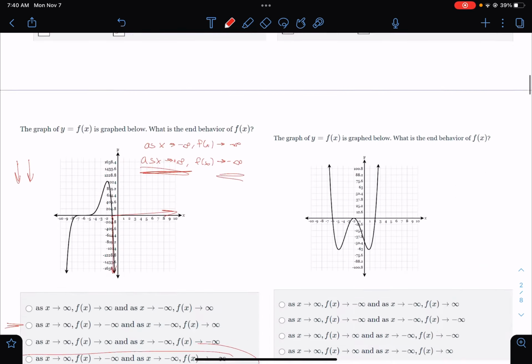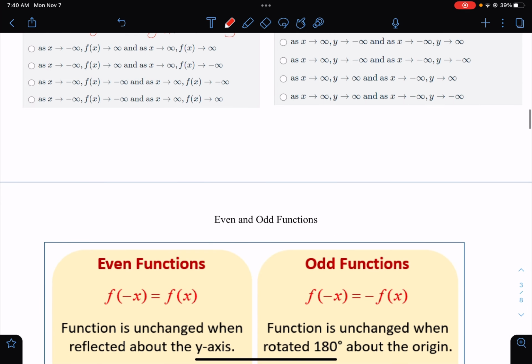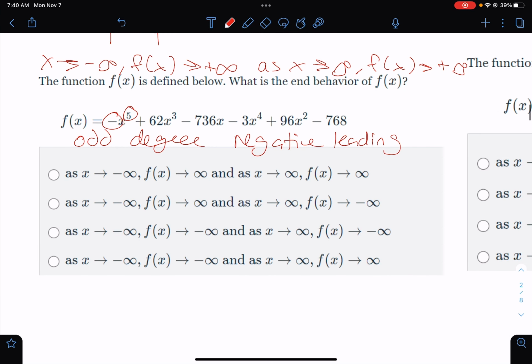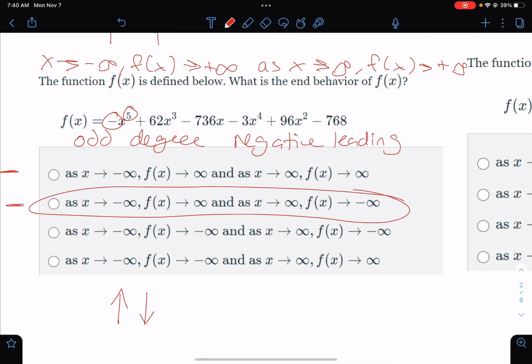All right. So we can scroll back down here. Essentially we have this situation. As x goes to negative infinity, we need to go to positive infinity. Negative to positive, and then as we go to positive, we need to go to negative. So this is going to be our answer right there.